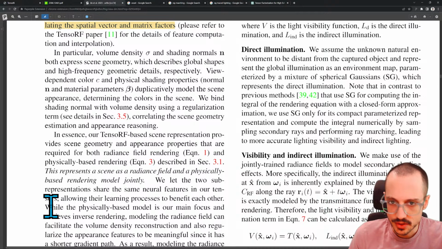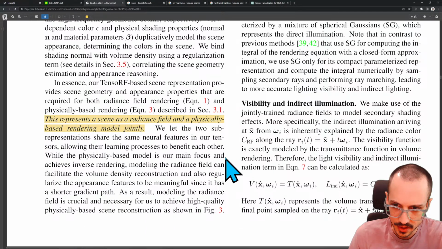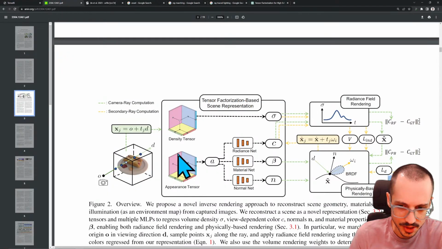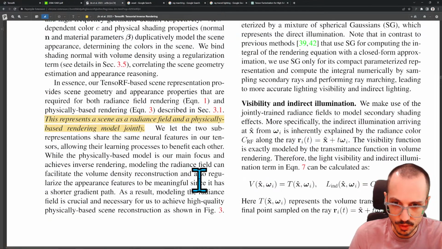In essence, our tensor-based scene representation provides scene geometry and appearance properties that are required for both radiance field rendering and physically based rendering. This joint representation, which I think is the most powerful part of this paper. And it's such a simple concept, so it's kind of weird that there's novelty in doing that, right? It seems like a very simple concept to just say, hey, let's take a NeRF, but then also do physically based rendering at the same time and see what happens. But hey, if it works, it works.